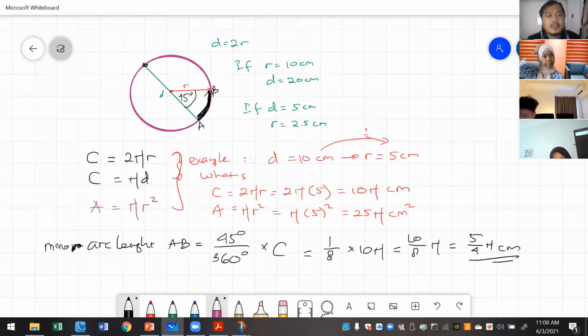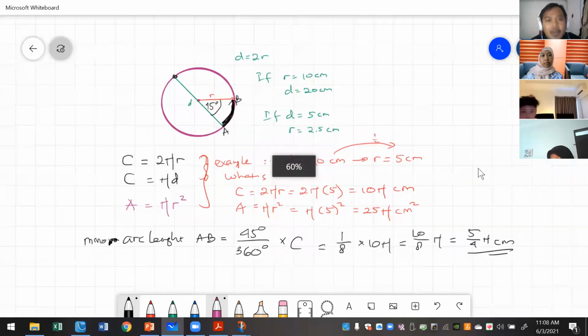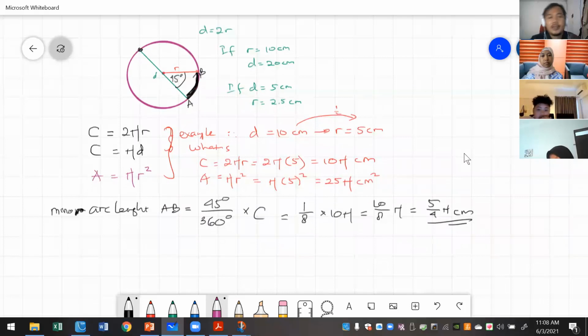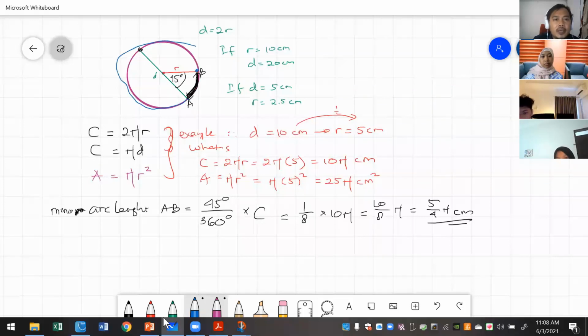Okay, that is what we call the arc length. Just remember that we have a minor arc length and a major arc length. So what's the difference? The minor arc is the small one. The major arc is the big one. So if I have a big one like this, AB, it means that it comes from here and goes that way. Okay, that's the only difference. The major arc is the big one. The minor arc is this one over here, right? So that's the only difference.